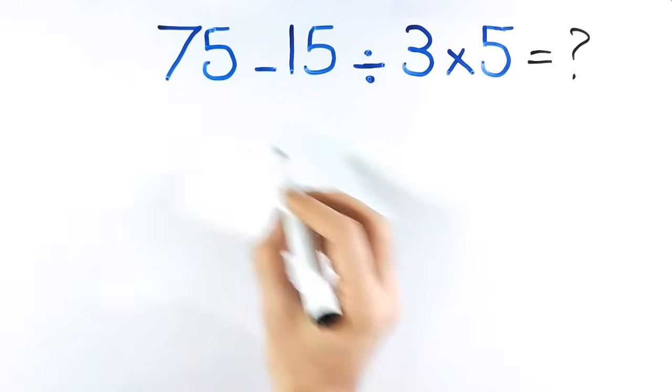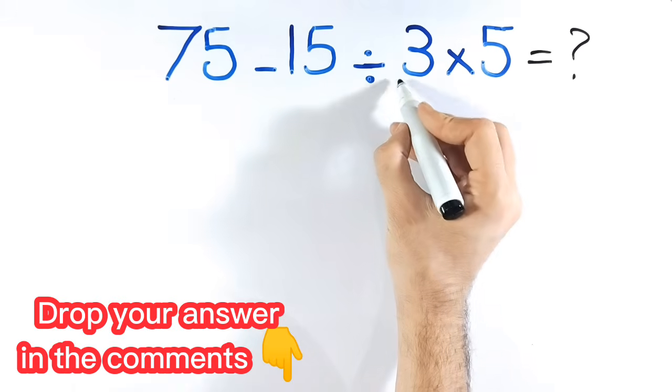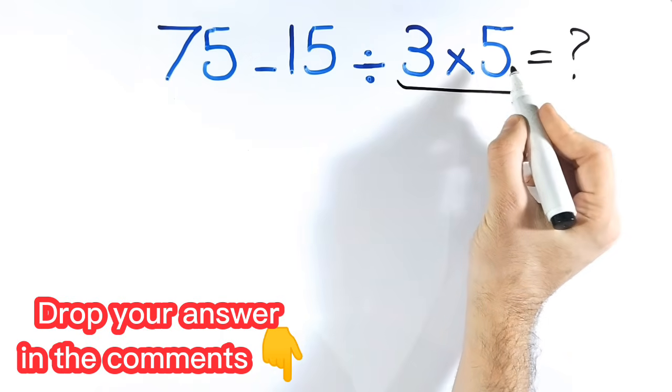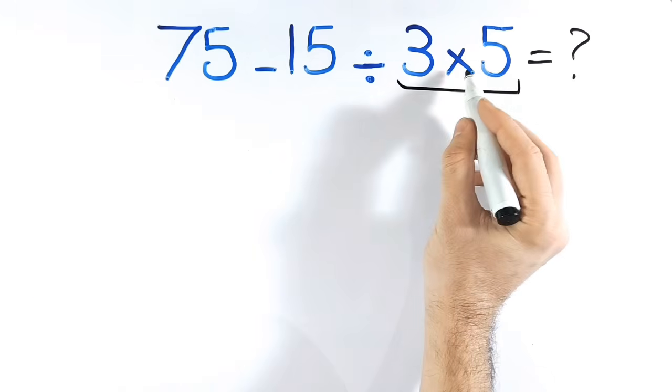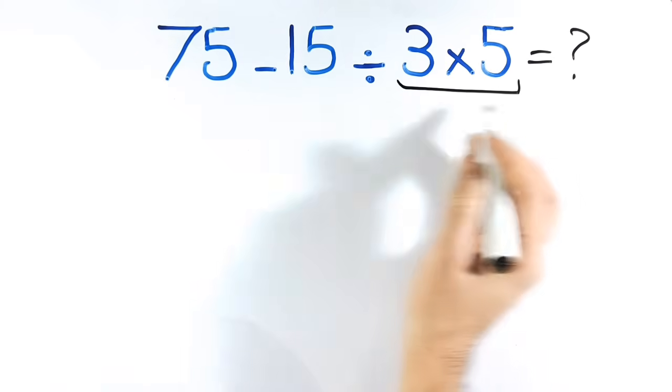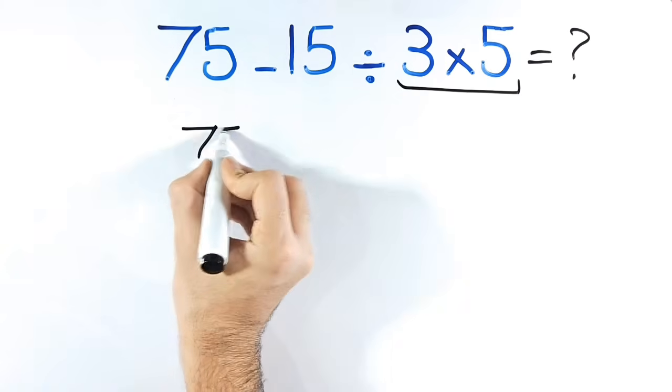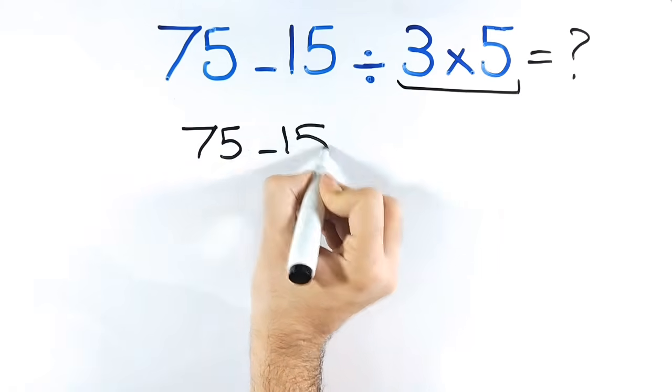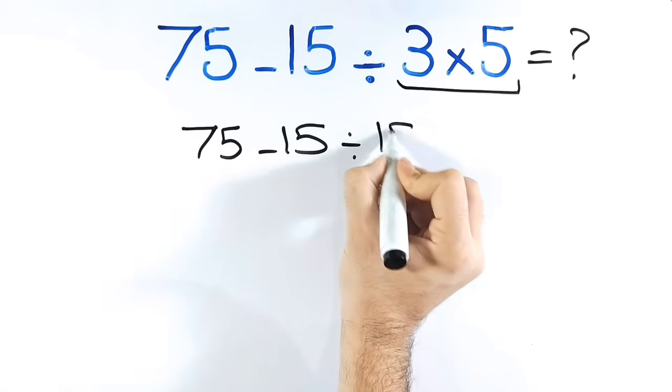Also, some other people, when solving this question, first go to the multiplication between 3 and 5 because they believe multiplication has priority over division. So, instead of this expression, they write 75 minus 15 divided by 15.